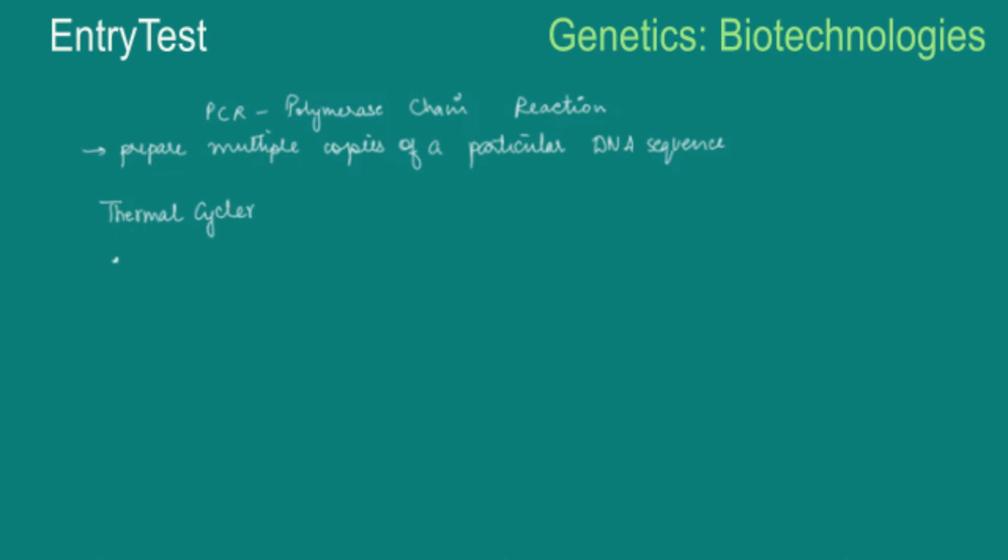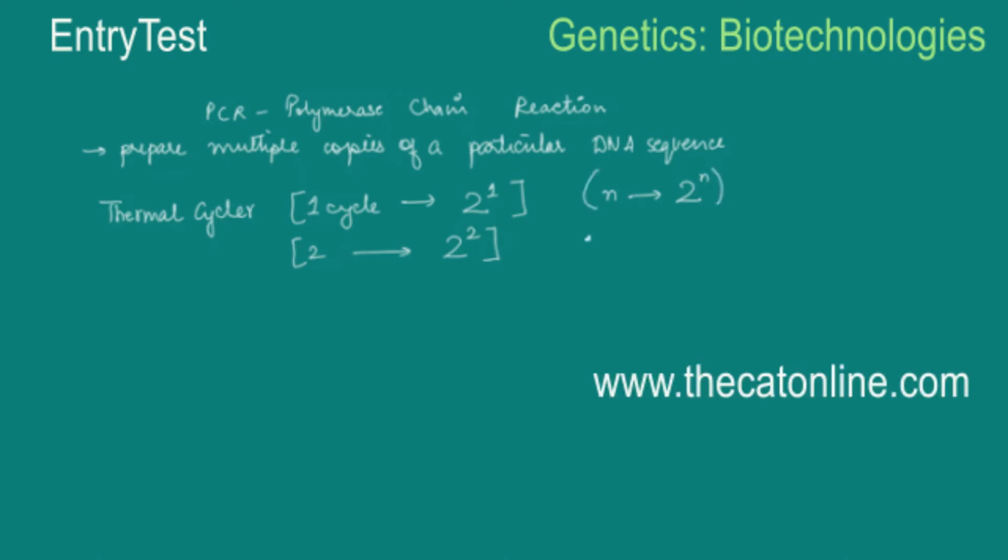It's a repeat procedure of 3 steps, and one cycle of the PCR will give you 2 raised to the power 1 copies of DNA. 2 cycles will give you 2 raised to power 2 copies of the DNA. So basically, n cycles will give you 2 raised to power n copies of the DNA. It's not just double every time, it is 2 raised to the power of the number of cycles. So the 3 steps that occur in the thermal cycler are denaturation.